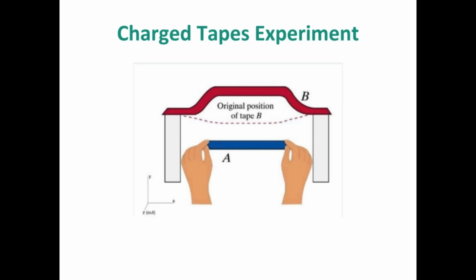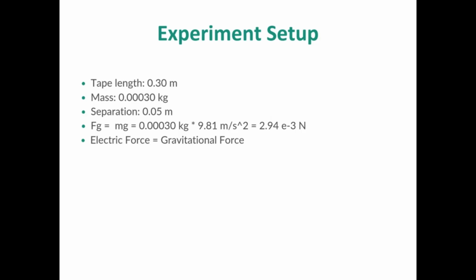The gravitational force acting on the floating tape is its weight. So the force of gravity equals mg, which is 0.003 times 9.81, which equals 2.94 times 10 to the negative third newtons. Now at equilibrium, the upward electric repulsion equals the downward gravitational force. So the electrical force is going to be equal to the force of gravity, which once again is 2.94 times 10 to the negative third newtons. This balance is what caused the tape to float.